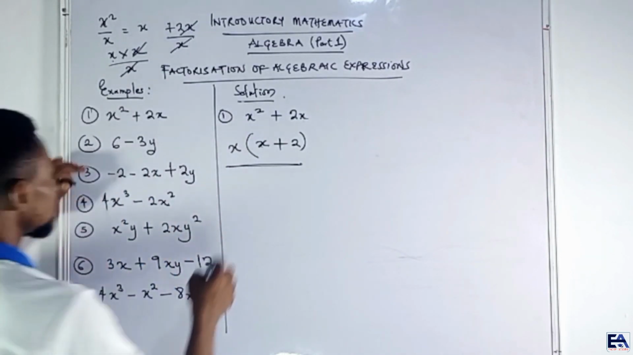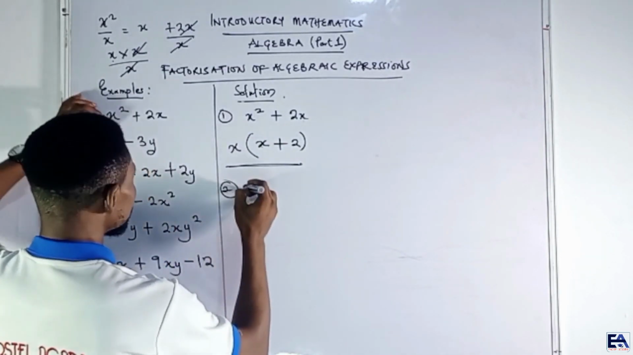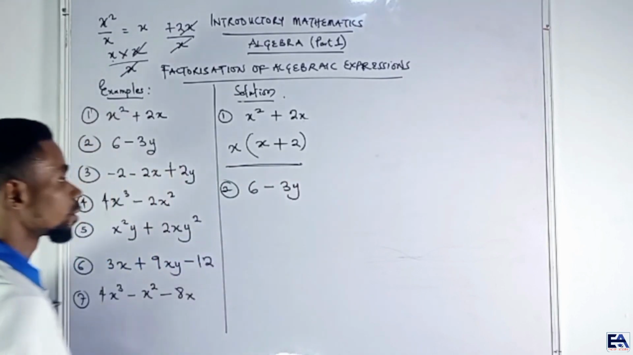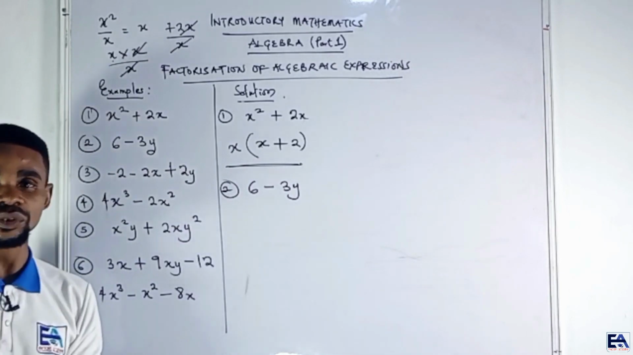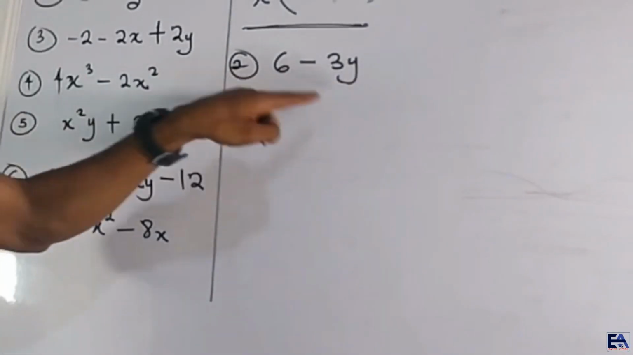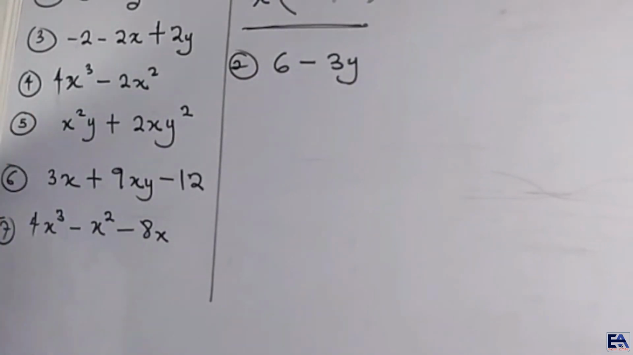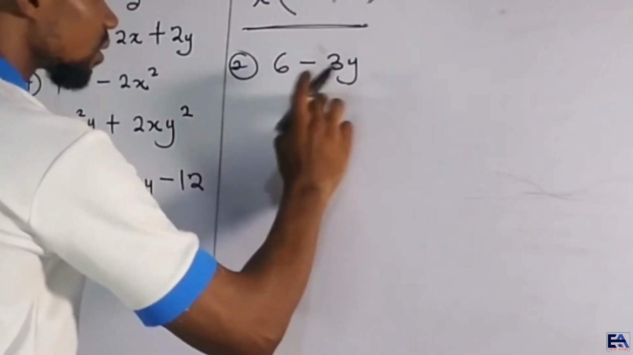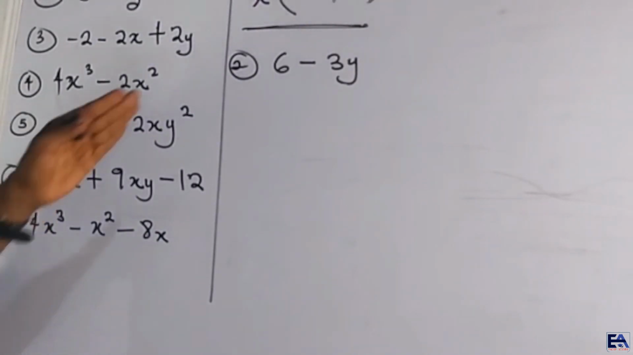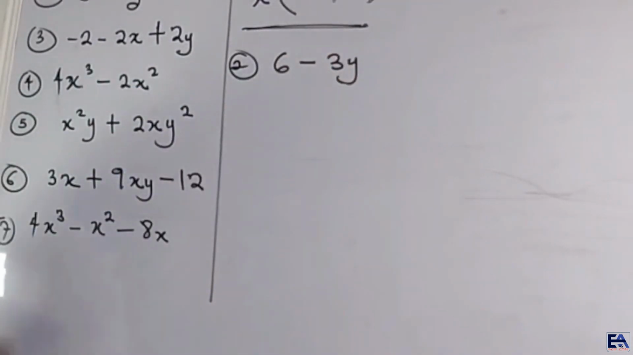So let's check out this second one. We have 6 minus 3y. Though they cannot add nor subtract, something can be done because they have something in common. If you check it very well, 3 can divide 6, and 3 can also divide minus 3y, effectively without a remainder. So because 3 can go here, 3 can go here, we make 3 the common factor.